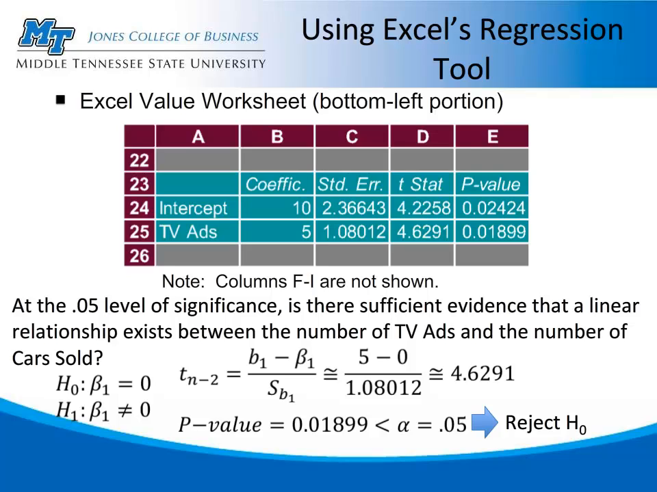Now, if we had been trying to do this at the 0.01 level of significance, we would not have enough evidence to prove the alternative hypothesis, because 0.01899 is larger than 0.01. So we would have to come up with a do not reject the null decision.